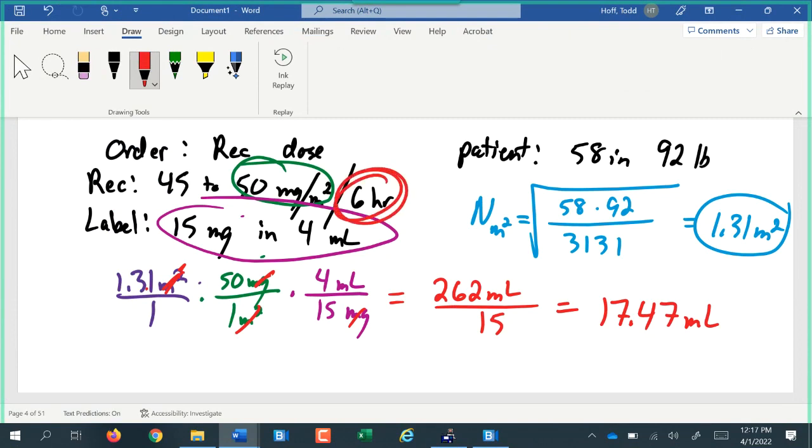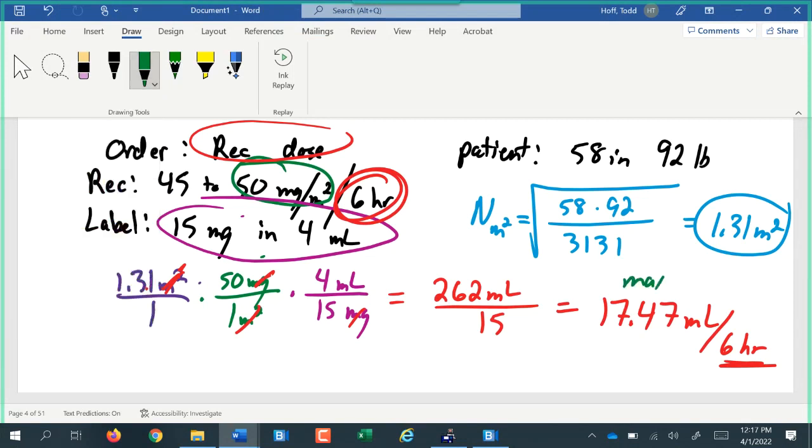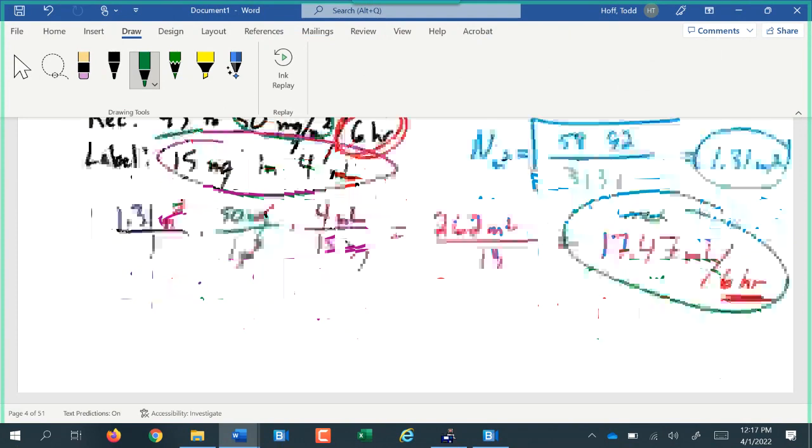This was per 6 hours. The doctor's order just said recommended dose, didn't specify a time period, so we don't have to adjust the time period. But we do have to make sure we label that as per 6 hours so we know how often to give it. This is also, of course, the maximum allowable recommended dose. We need to go back and find the minimum.